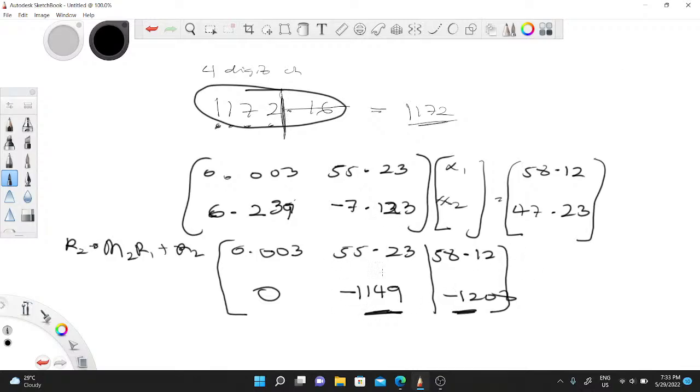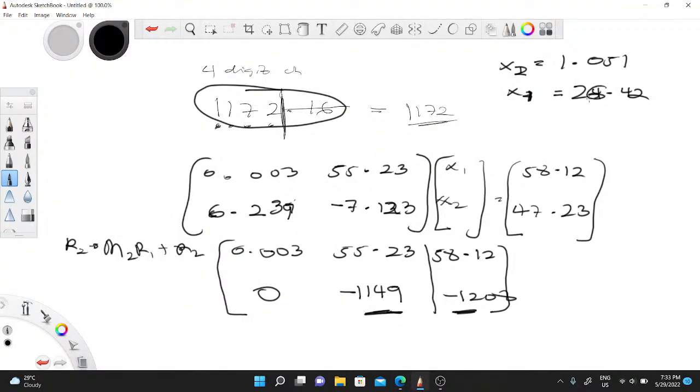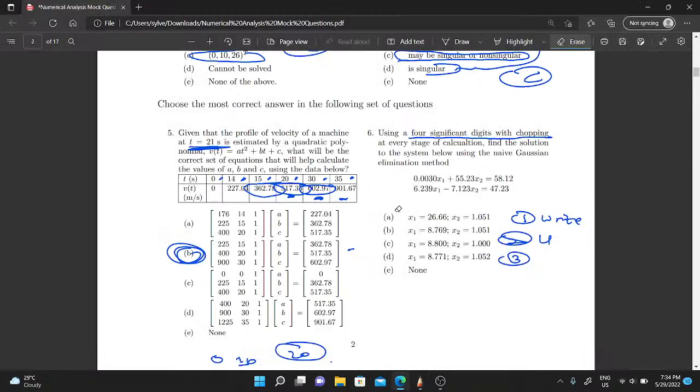You understand? Perfect. So you would do your back substitution and you'll get an x2 as this, and an x1 as 26.66. And yes, please, when they said chopping at every stage, what that means is that after every calculation you do, when you get a result, please chop it and be safe. Understand? Just cut it off and be safe. So you get 26.66 in the system. That is A. So let's move.